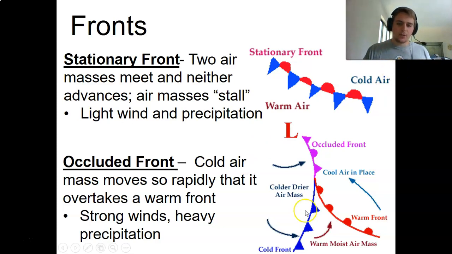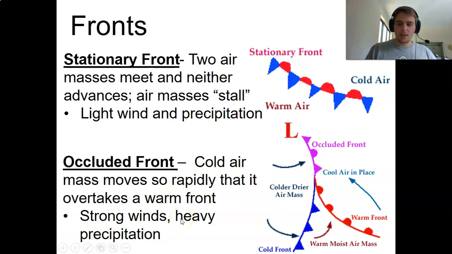Okay, an occluded front, and this is where it gets funky, is when you have one warm front going on. So you have a warm air mass pushing in on a cold air mass, but then you have another cold air mass that moves faster than the warm air and actually overtakes it, pushing the warm air up out of the way. And when this happens, you get an occluded front.